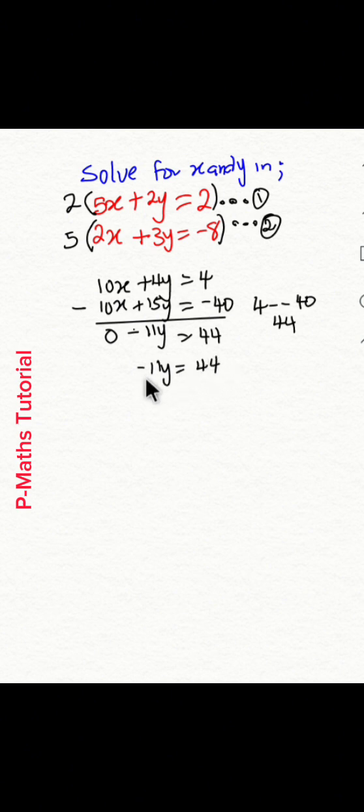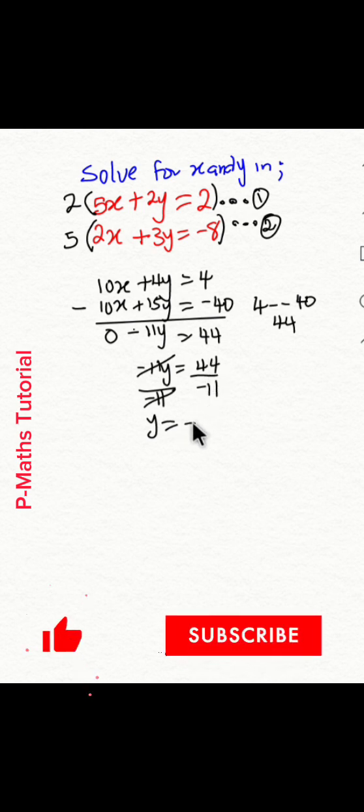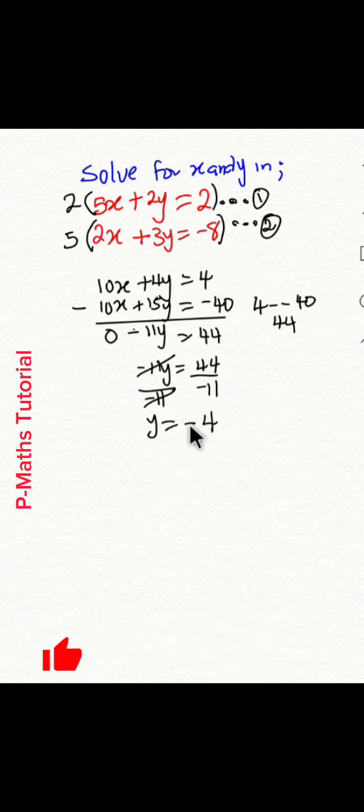So we're going to divide both sides by negative 11 to get y. Negative 11 divide here, negative 11 divide here. Negative 11 takes care of negative 11. I have y equal to 44 divided by 11, which is 4. So this is negative 4. Having gotten y as negative 4, let's get x using equation 1.